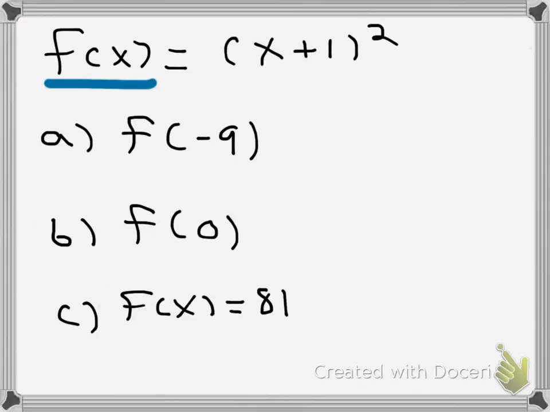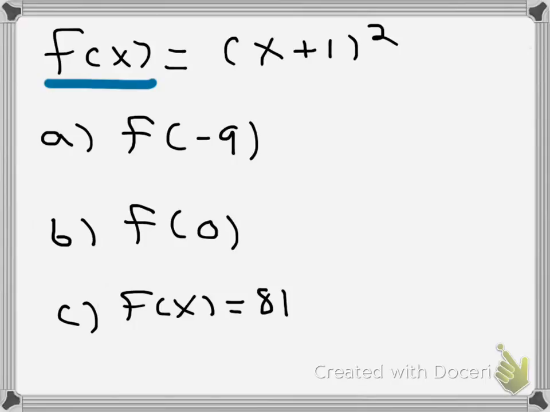Alright, so we have three different problems: f of negative 9, f of 0, and then f of x equals 81. I'm going to go through each example and show you what exactly we need to do for each type of problem. Alright, if you ever have a function problem and it says f of a negative number, that means the input, or whatever your control variable is, you are going to plug in negative 9 into x wherever you see x in the function.